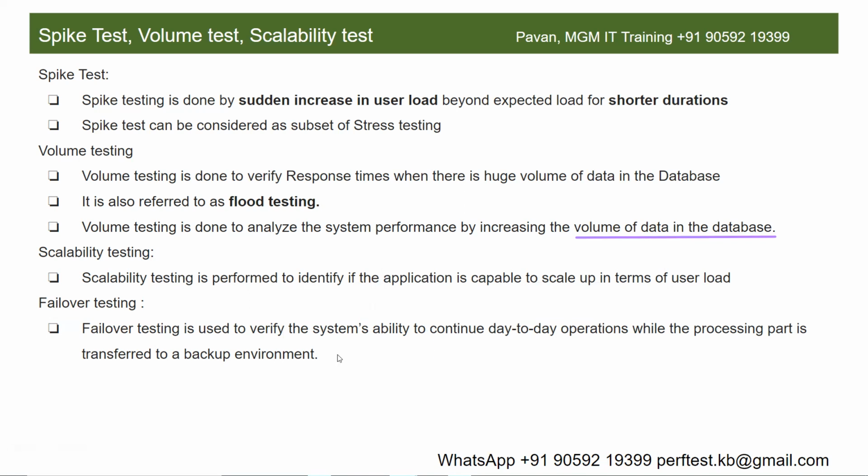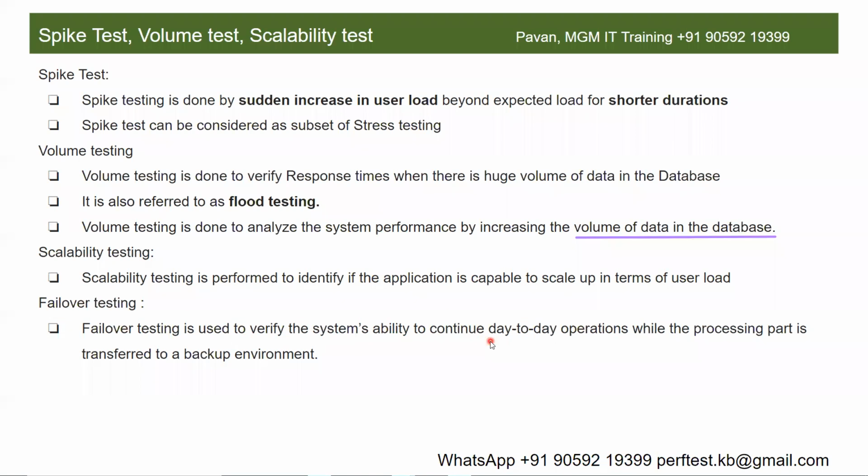But I explained this failure testing. So what is failure testing? As we discussed yesterday, failure testing is something like, we have an inverter at home, right? If you don't want a power interruption, we go for a power backup, like an inverter, isn't it? So how do we do this failure testing? First of all, what is failure testing? It is used to verify the system's ability to continue day-to-day operations while the processing part is transferred to a backup environment, right?